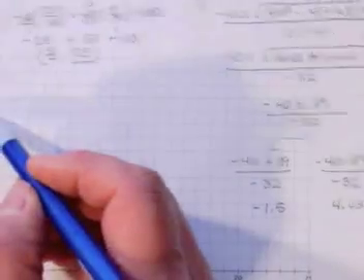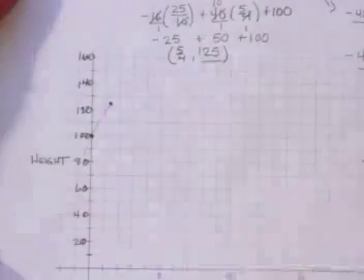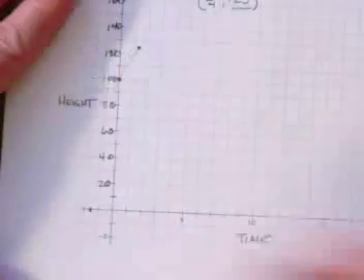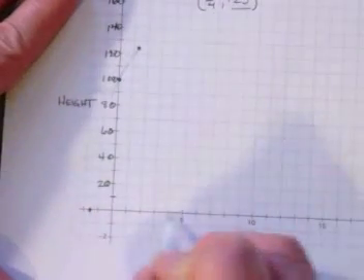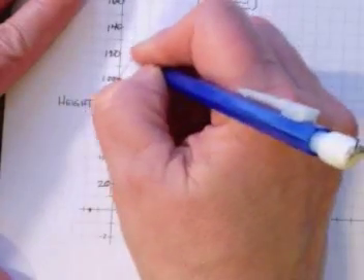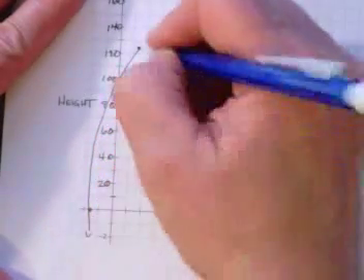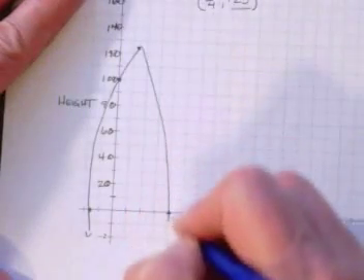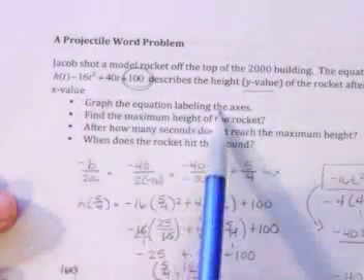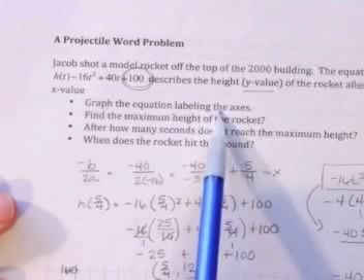So I found that on this side of my graph, I'm going to go through negative 1.5. And there's one of my zeros at negative 1.5. On this side of the graph, I'm going through just about 4. And I can finish sketching my parabola. So if we jump back and we look at the requirements of the problem, the first step just said graph the equation and label the axes, and I've done that.